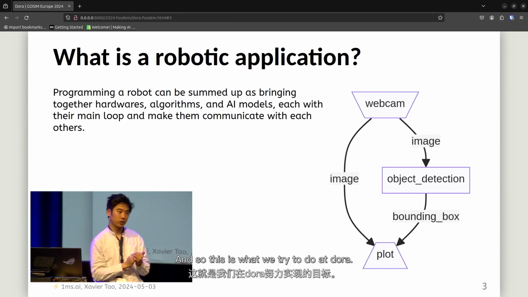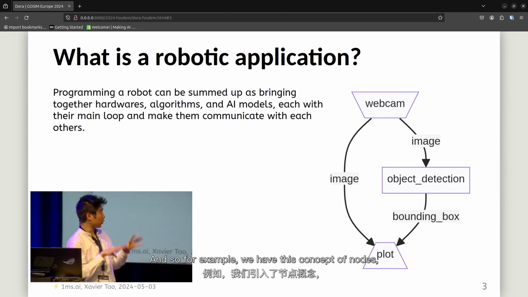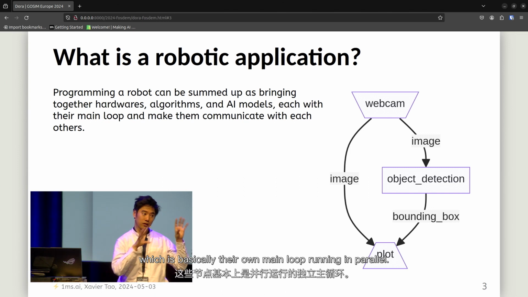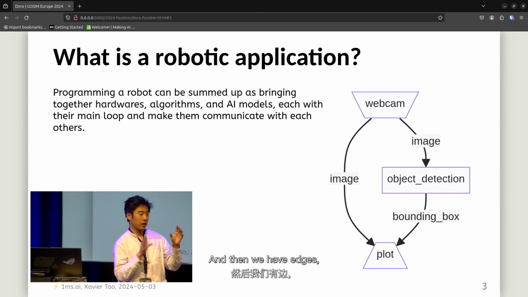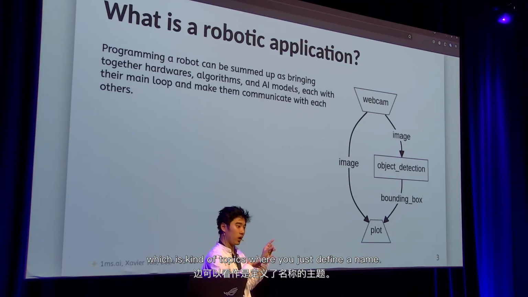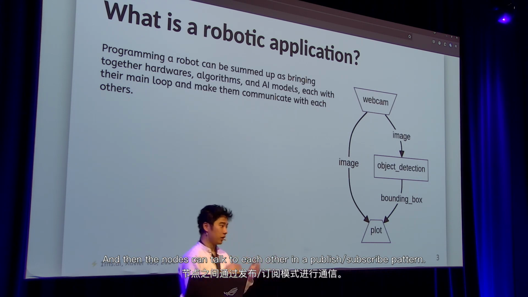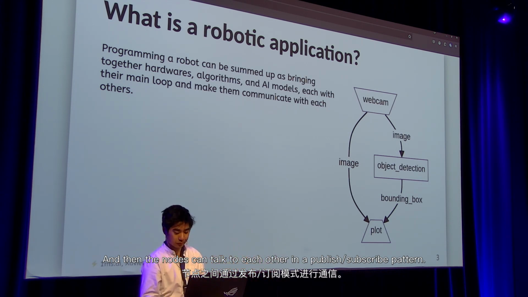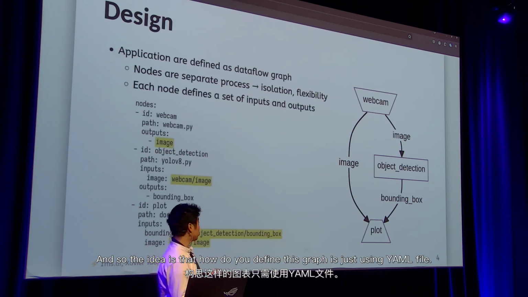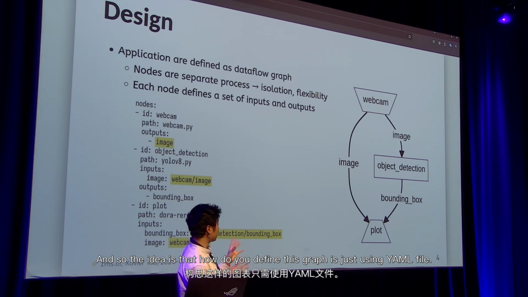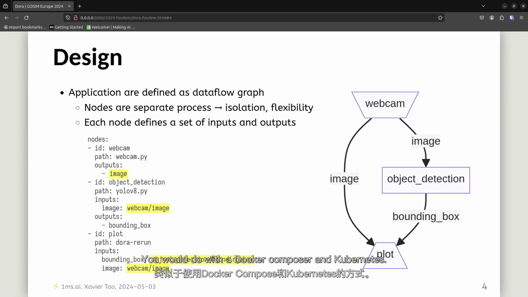And so this is what we try to do at Dora. We have this concept of nodes, which is basically their own main loop running in parallel, and then we have edges, which are topics where you just define a name, and then the nodes can talk to each other in a publish-subscribe pattern. The idea is that you define this graph using a YAML file, kind of like you would with Docker Compose and Kubernetes. You just say, okay, this is my input, this is what I need, this is my output, and this is my source code, and then you will be able to run those loops.